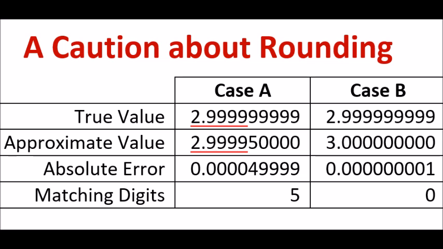Why? Because 2.99995 is below the true value. 3.0 is above the true value. Due to rounding, the method we just used only works if the approximation is below the true value. This is an extreme example to illustrate a point.